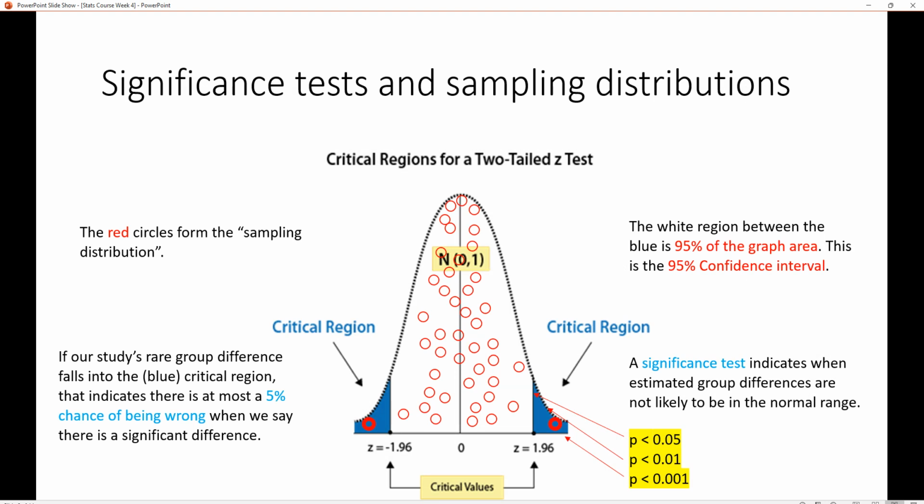Last week we looked at sampling distributions, and in this slide we're going to cover more on significance tests and sampling distributions. Again, the red circles form the sampling distribution. These red circles within this distribution represent summary statistics from an infinite number of samples.